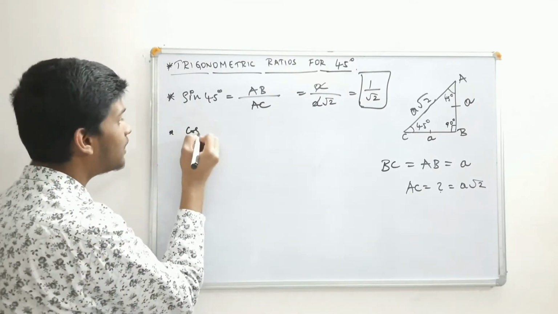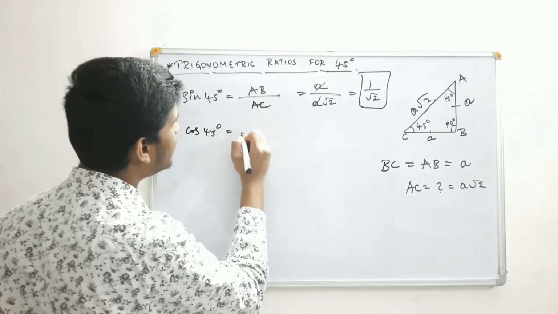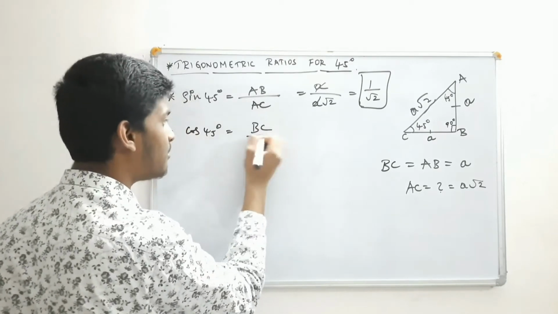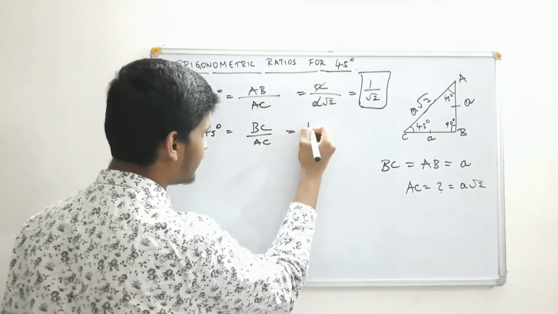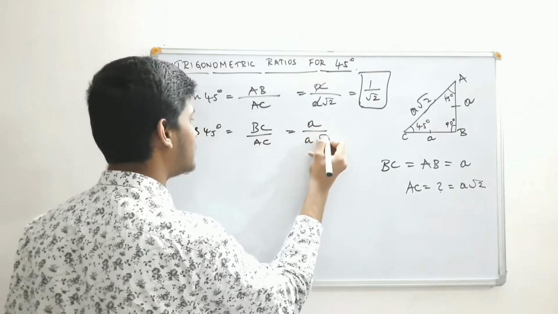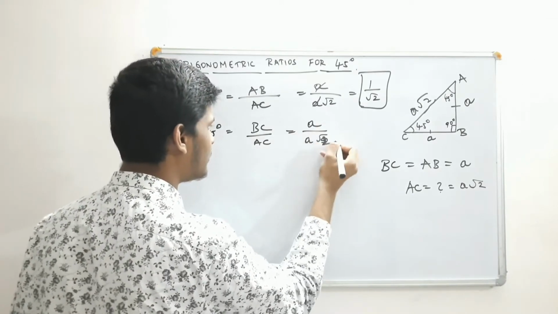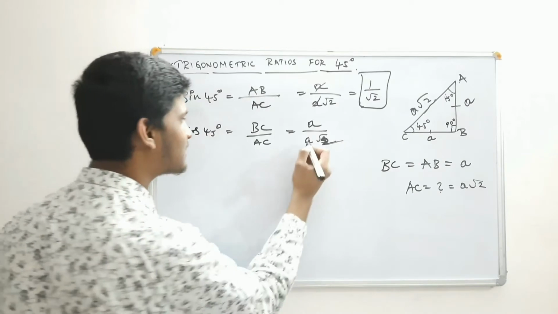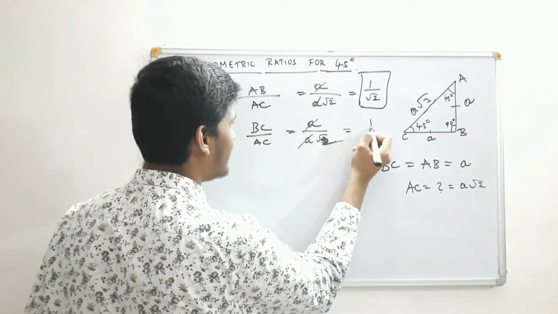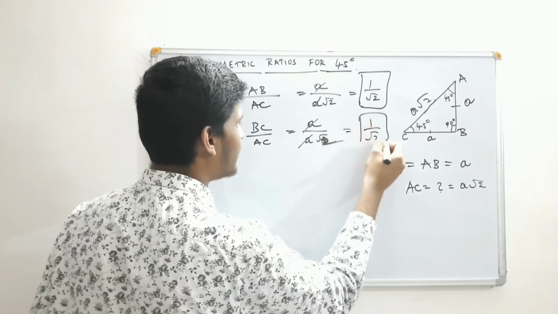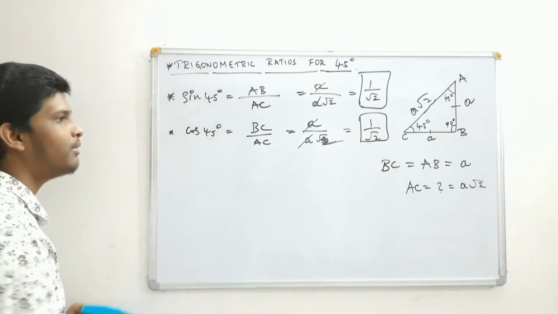Next, if you come to cos 45 degree, cos 45 degree is adjacent side, that is BC, by hypotenuse AC. BC is A, hypotenuse is A root 2. I don't know why I'm writing root 3, it's coming automatically. A gets cancelled, and cos 45 degree is also the same, 1 by root 2.